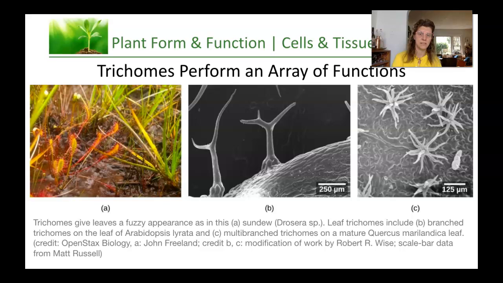This is showing you some of the diversity that we see in trichomes. They often give a fuzzy appearance, so when you see the fuzziness of a sundew, those are trichomes. And then you can also have them branched. This is the lyrata again. We can have these crazy branched ones that look like antlers, and then there's also multi-branched. They look like little stars, and these are all different types of basic defense for the leaf of the plant.